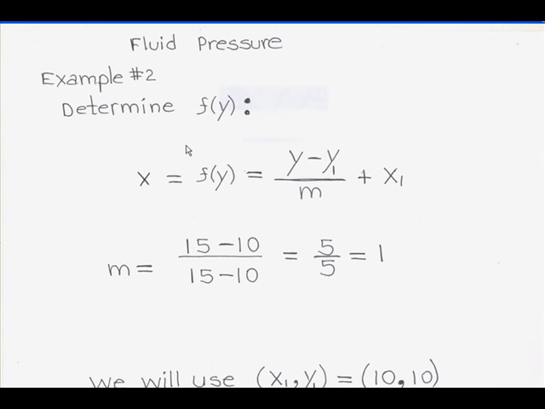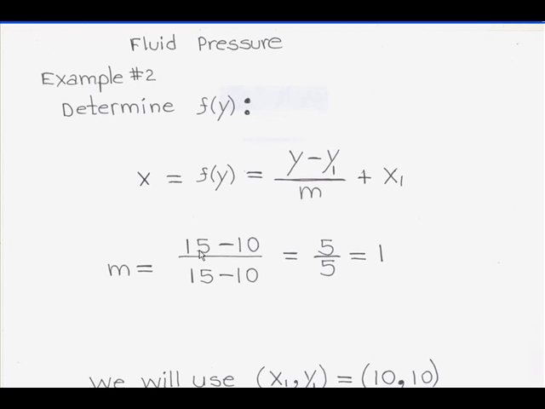We will now determine f of y. Well, x is equal to f of y, which now, rewriting the point slope formula so that we can have x expressed in terms of y, f of y using the point slope formula is now equal to y minus y1 divided by m plus x1.